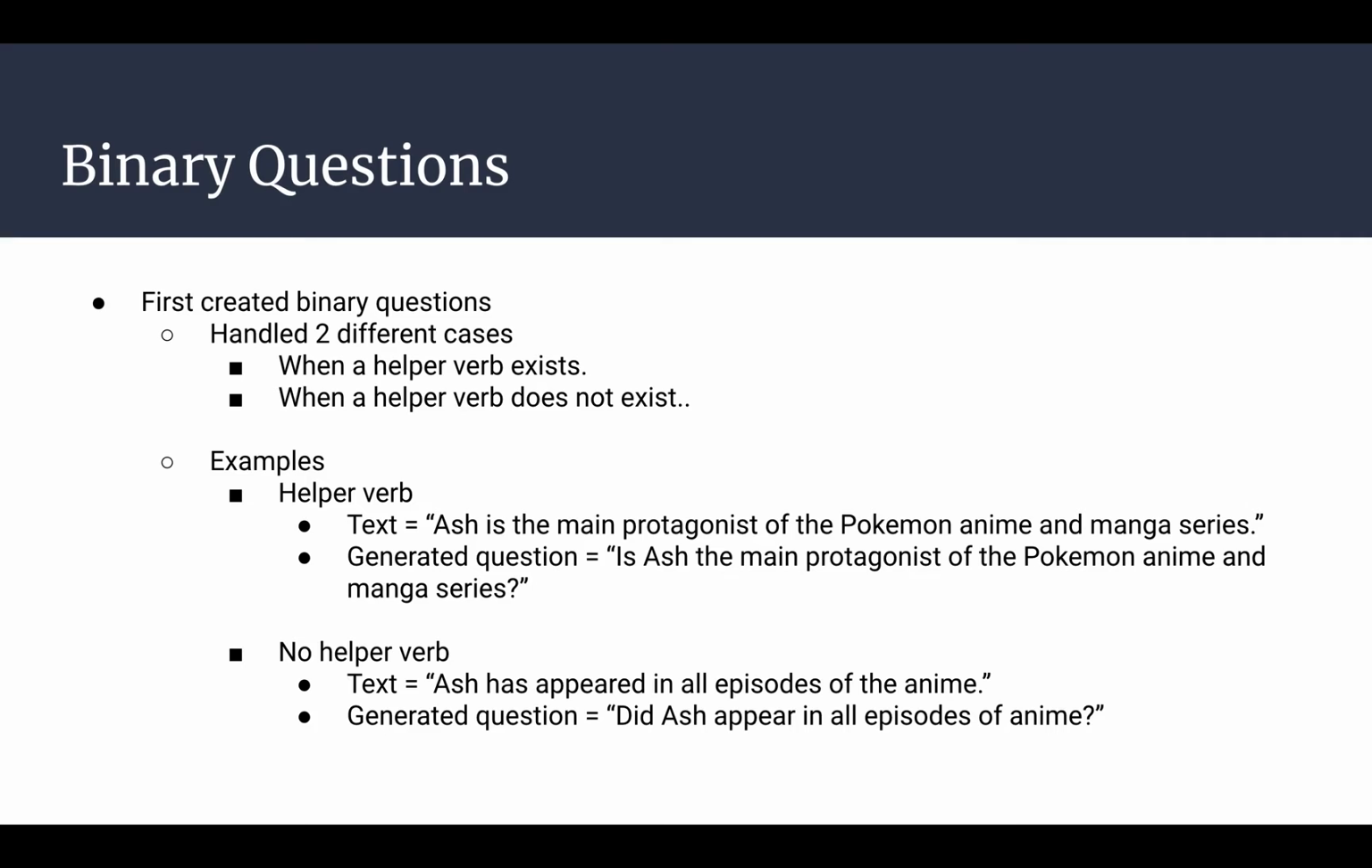For our binary questions, we handled two different cases, when a helper verb exists and when it does not. In the case where the helper verb exists, we swap the helper verb and the proper noun in the sentence in order to create a question. And in a case where there's no helper verb, we check the tense of the sentence or the verb in the sentence and whether or not there's a plural in order to choose whether to use do, did, or does.